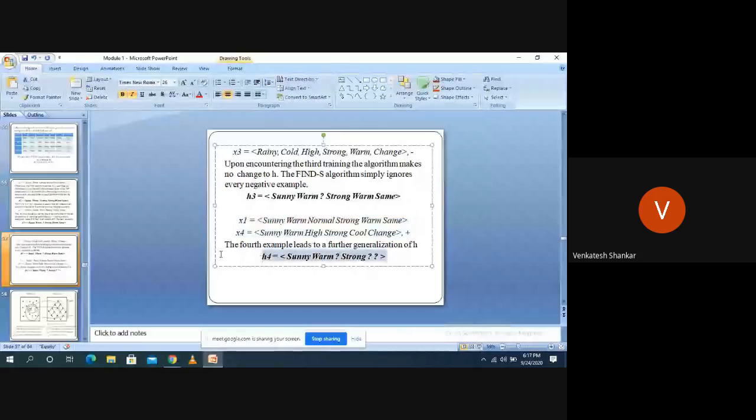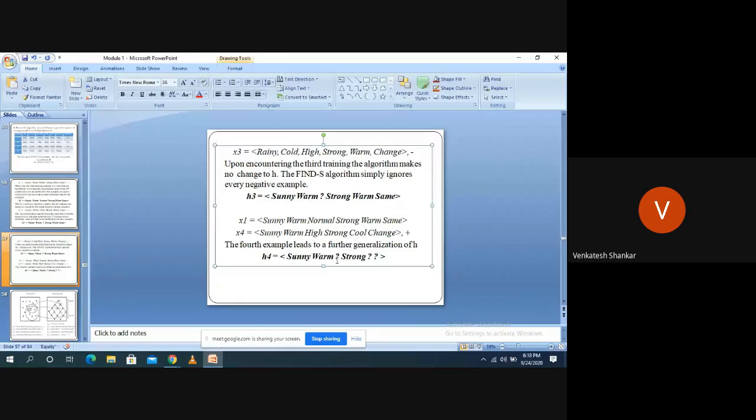See now, I'll compare the x1 and x4. In the x1, Sunny is there. So here I'll write the first value Sunny as it is. Second value in the instance x1, warm is there. Second value in the x4, warm is there. So I'll write as it is. Third value in the x1, normal is there. Third value in the x4, high is there. Normal and high, both are different values. So I'll write the question mark here.